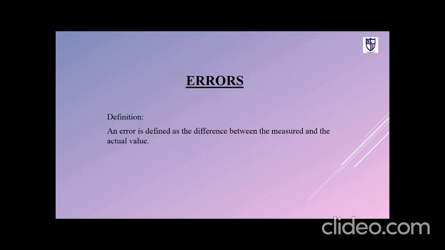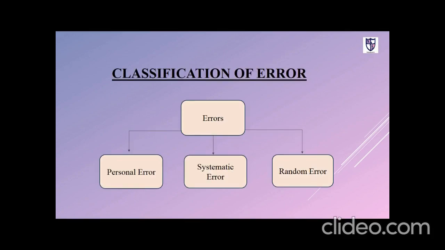What is error? While performing experiments, we encounter many kinds of error. An error is defined as the difference between the measured and actual value. If two persons use the same instruments for performing the same measurements, they will not necessarily come up with the same result. Classification of error. There are three types of errors: personal error, systematic error, and random error. Let's define them.